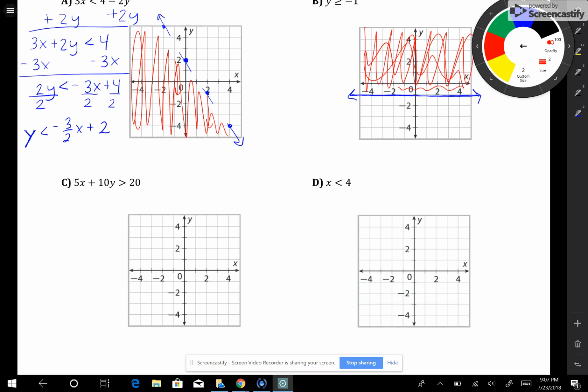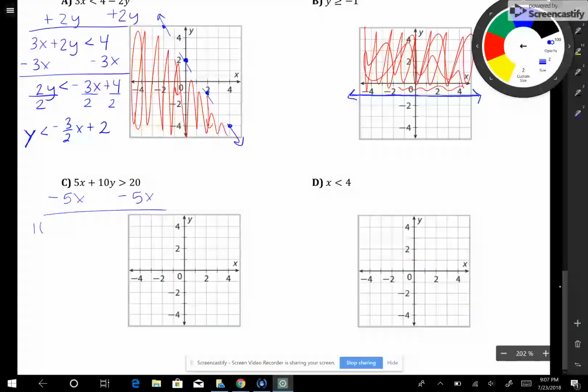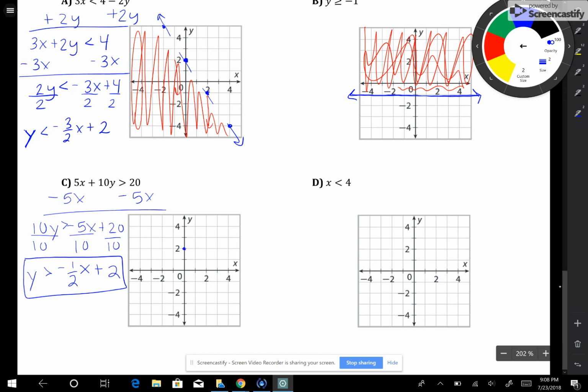Moving on to letter C. We're back to an inequality that's in standard form that we need to rewrite in slope-intercept form. So I'm first going to subtract 5x from both sides. That leaves me with 10y is greater than -5x plus 20. Then I'm going to divide everything by 10. And that leaves me y is greater than -1/2, because I'm going to reduce that fraction, 5 over 10, x plus 2.